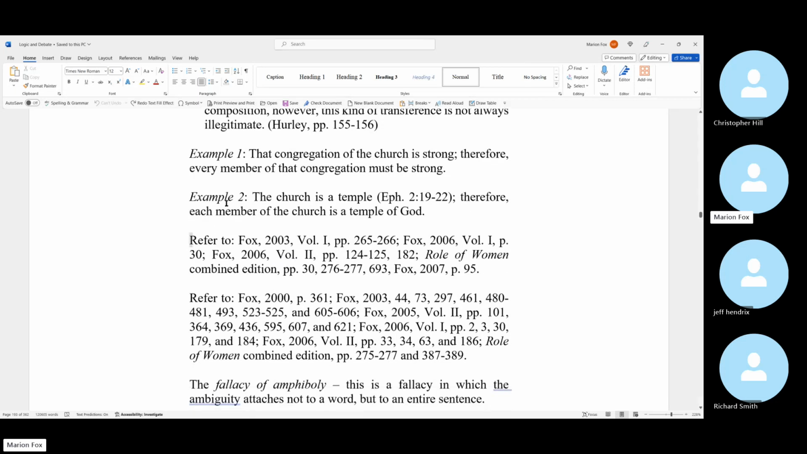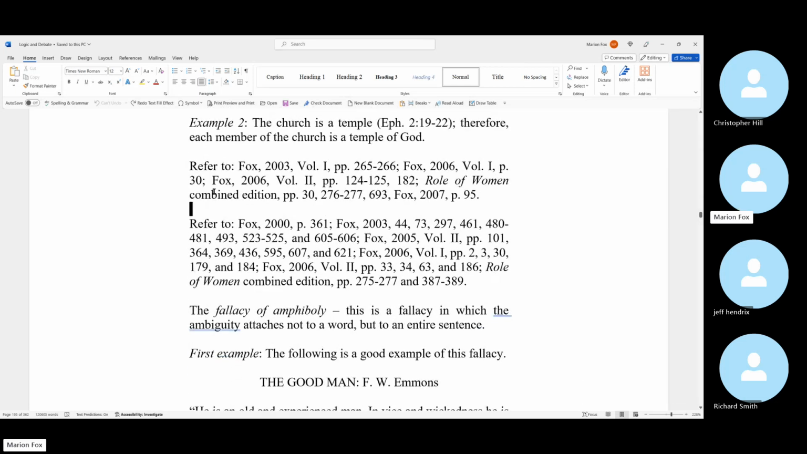So Fox 2003 is my volume 1 of the Holy Spirit. Fox 2006, 2005 would be my volume 2. Don't have any references there in it. Fox 2006 volume 1 is the Role of Women, volume 1. And volume 2 is these pages. When I combine those two books, the Guthrie Role of Women combined edition, have these pages. Fox 2007 is a Great Commission book. Box 2000 is my flood book. Okay. Any questions? All right.